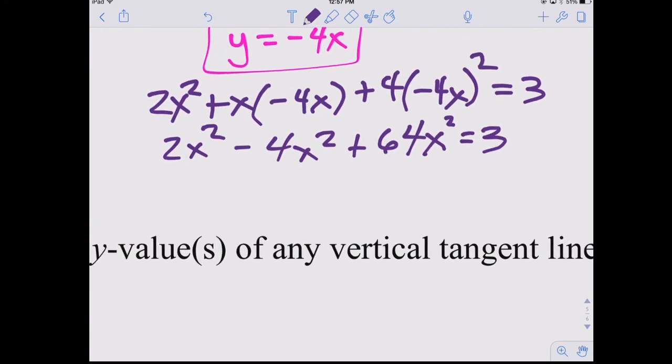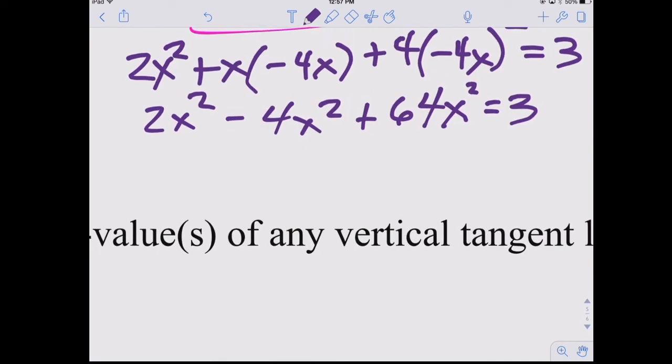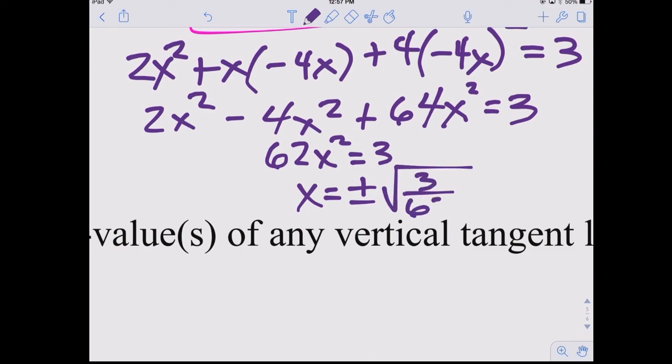Now, the way that these problems are designed, if it's a non-calculator problem, they should work out so that they're solvable. And if you notice in this case, we have 3 like terms, don't we? They're all x squareds. So we can just combine their coefficients. 64 minus 4 is 60, plus 2 gives us 62x squared equals 3. And I think I've got it now. If I divide through by 62 and take the square root, I get plus or minus the square root of 3/62. And I'm happy with that.